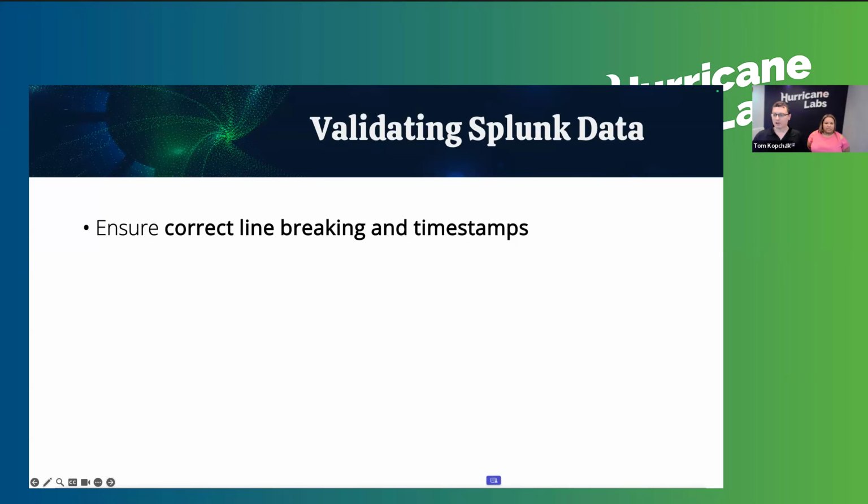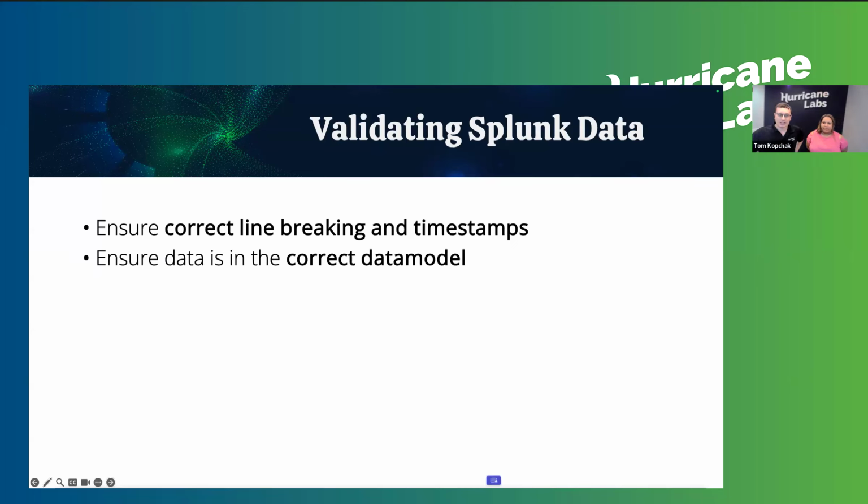And then we also need to worry about timestamps. Where does the timestamp occur? And also ensure that that timestamp works properly in Splunk. That's really important for correlating events because if you don't have proper timestamps, obviously you're not going to be able to tell when something happens.